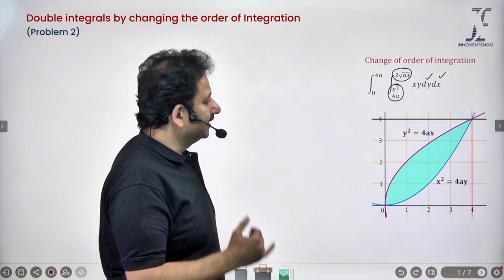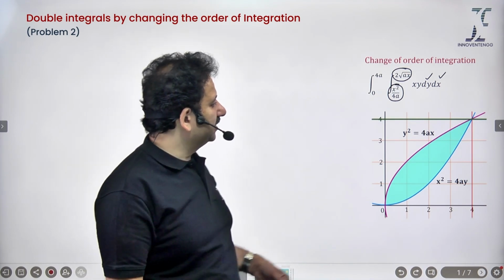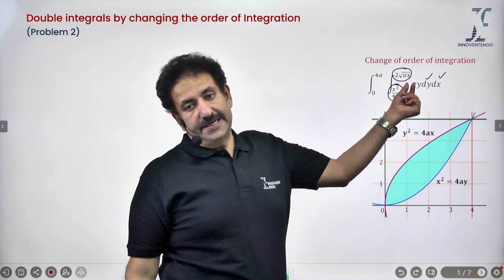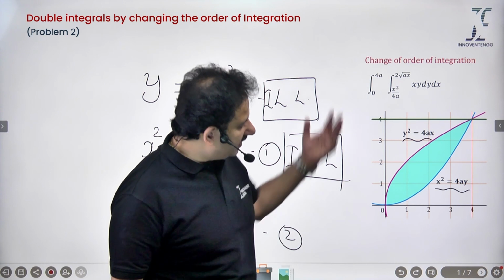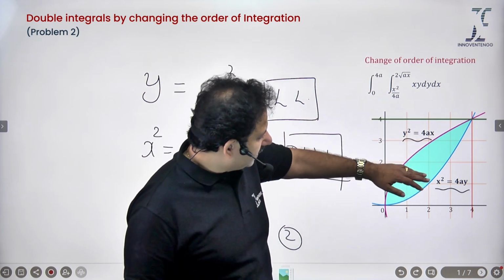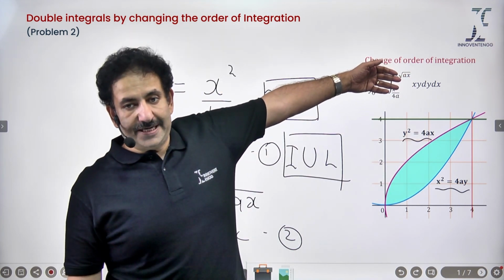How do you actually construct the region over which the value of the function xy is being calculated, that is being integrated? Let us do the other way around. Let us start with this figure and try to look at this integral, whether it makes sense.